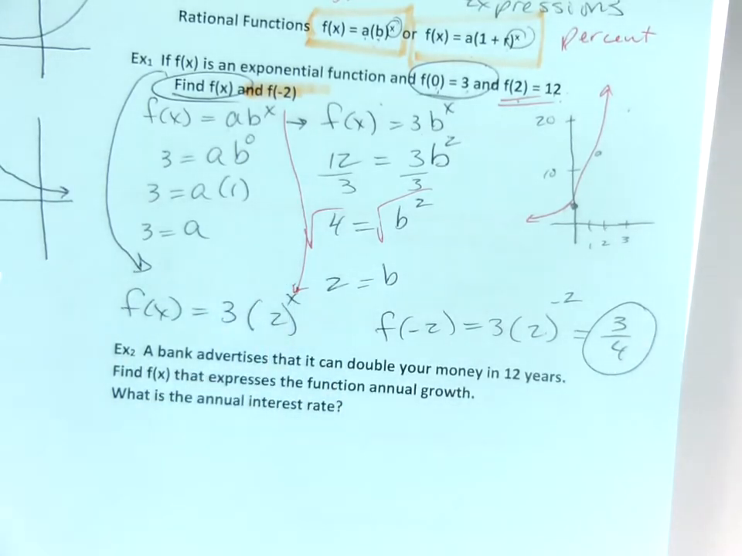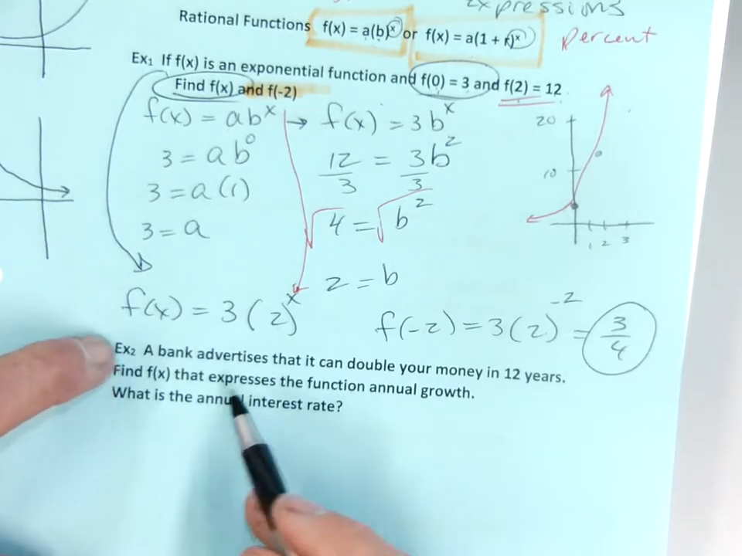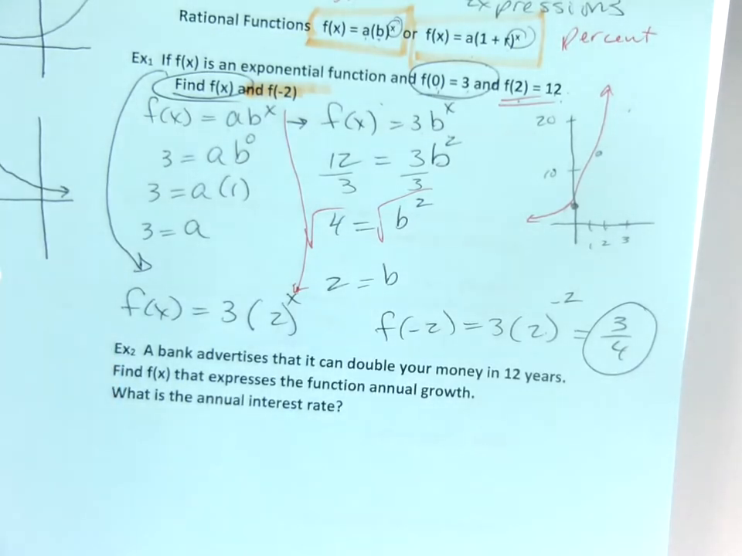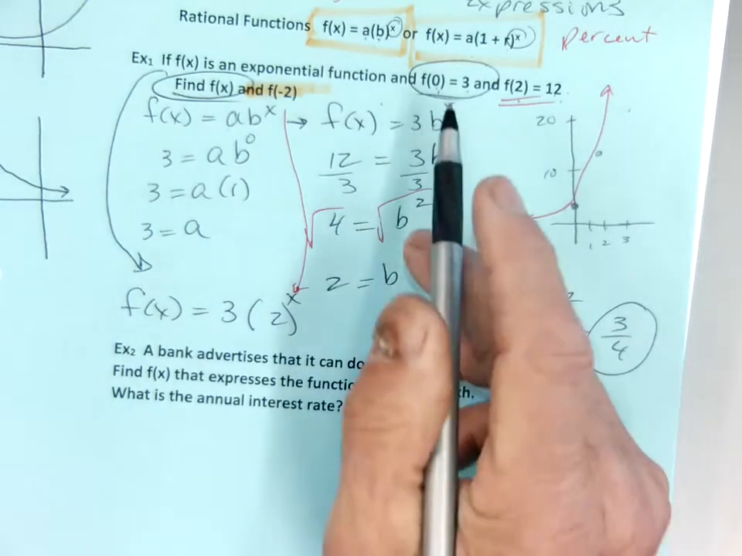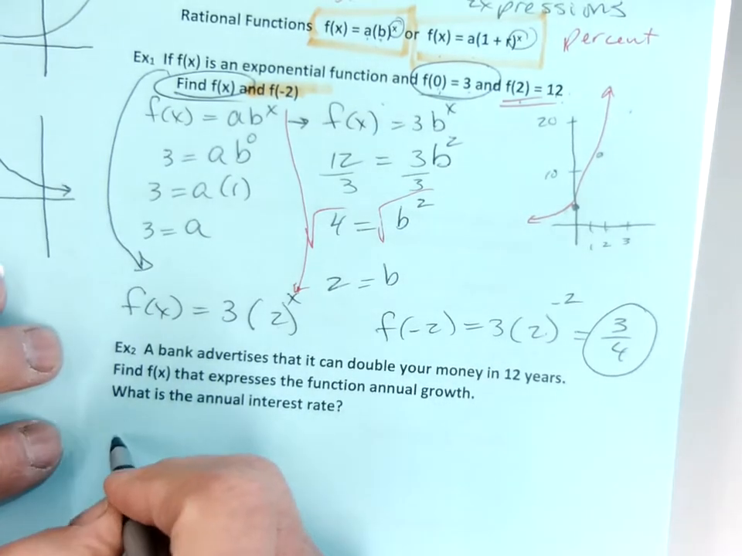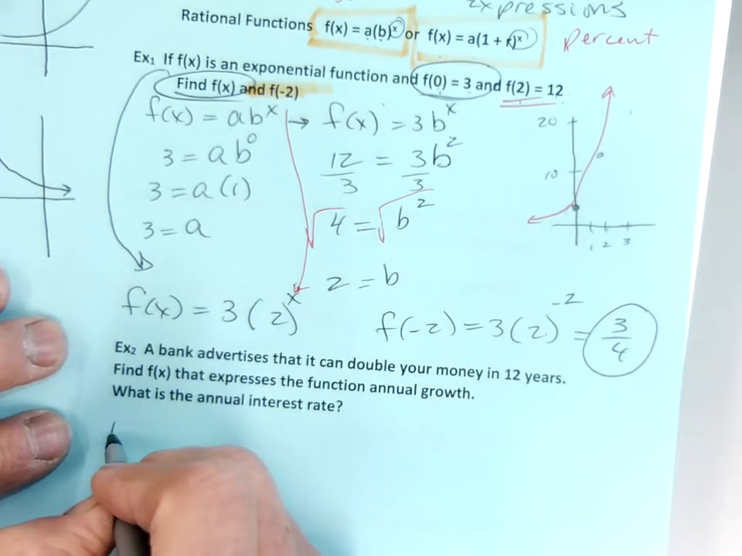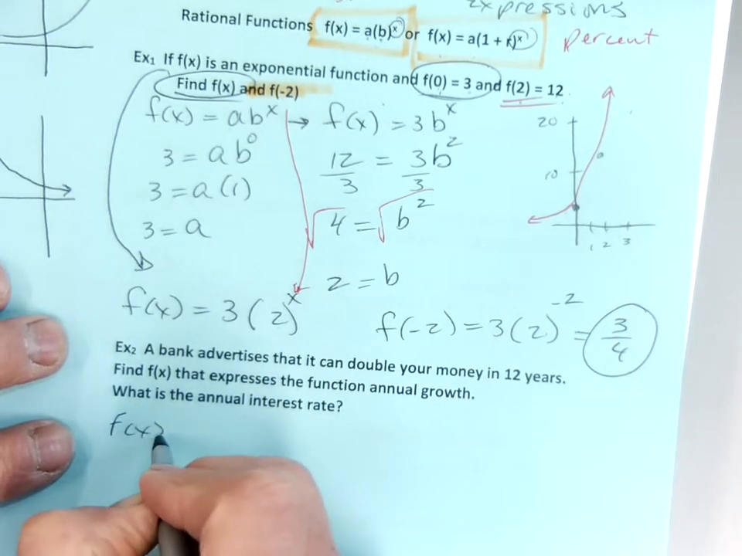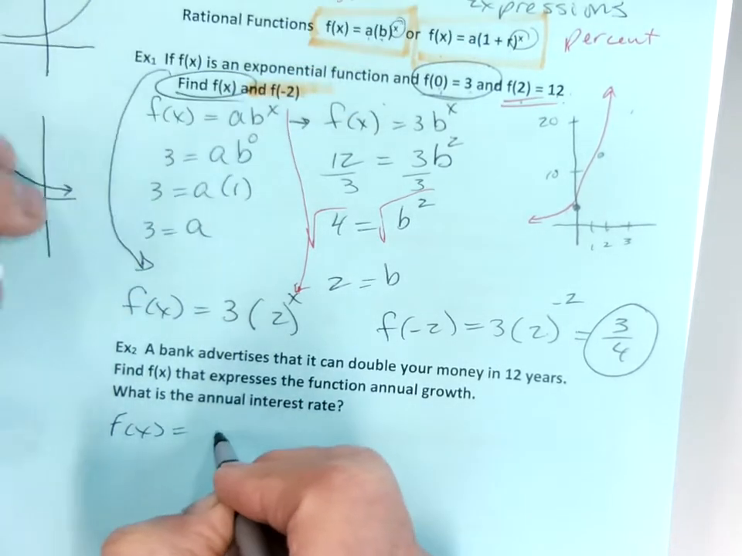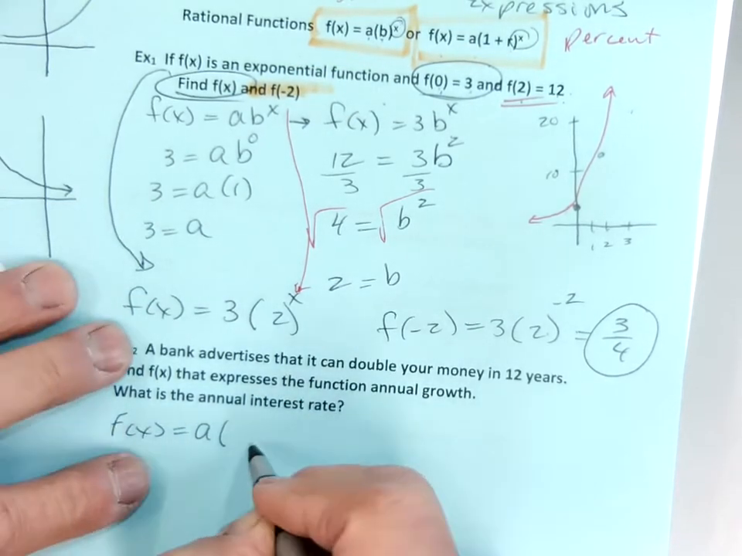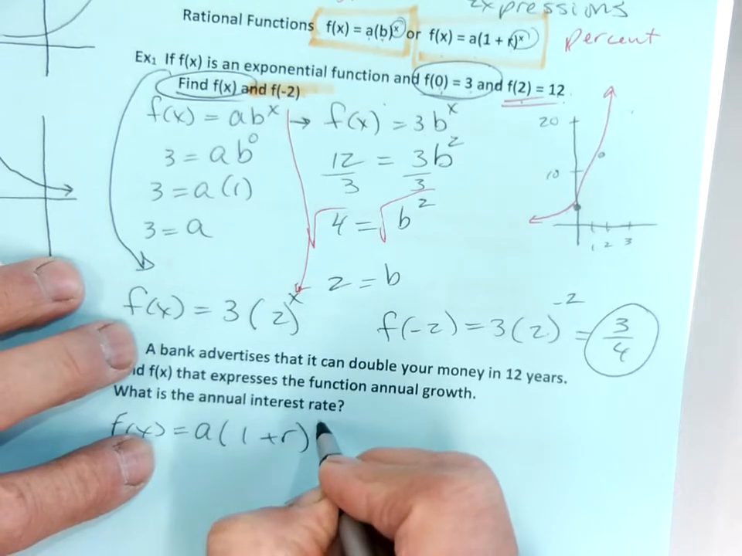We got it. Now, let's take a look at example 2. A bank advertised that it can double your money in 12 years. Find f of x that expresses the function of annual growth. What is the annual interest rate? Now, an interest rate is like a percentage, right? So I'm going to use the other equation. I'm going to go f of x equals a times 1 plus r to the x power.